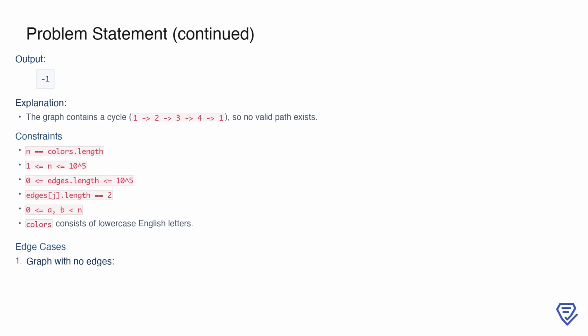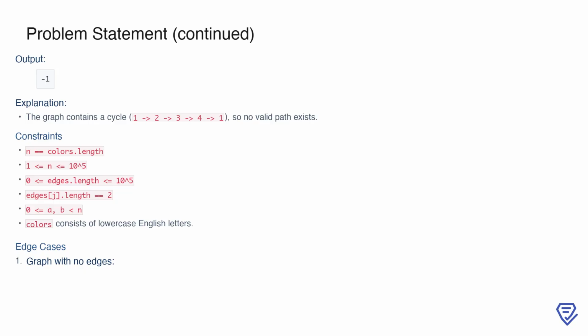Let's now review the constraints and some edge cases to solidify our understanding of the problem. The number of nodes, n, equals the length of the colors string, and n can be as large as 100,000. The number of edges is also bounded at 100,000. Each edge is a pair, a, b, where both a and b are valid node indices between 0 and n-1. The colors string only consists of lowercase English letters.